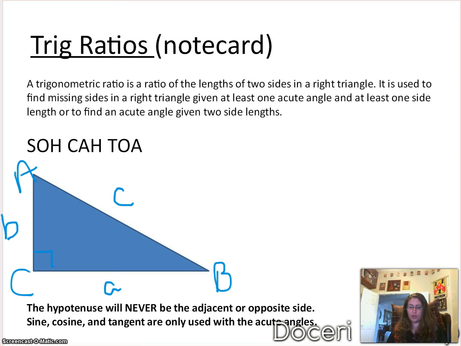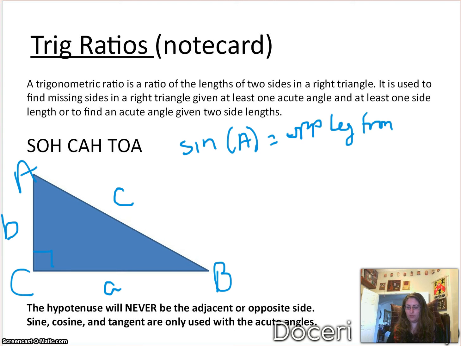So SOHCAHTOA stands for sine is opposite over hypotenuse, cosine is adjacent over hypotenuse, and tangent is opposite over adjacent. So we're going to start out, if we have sine of angle A, that means it's going to be the opposite leg from angle A over the hypotenuse. In this case, opposite of angle A is the lowercase a over there. So a over, and then the hypotenuse in this triangle is c. So sine of angle A equals a over c.